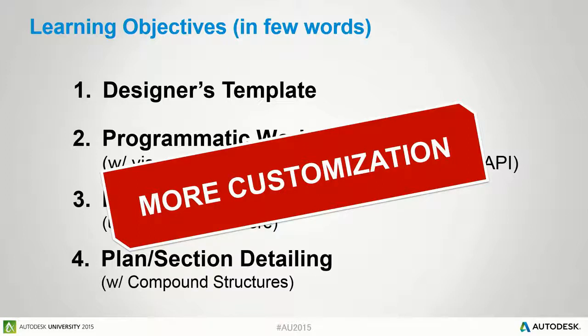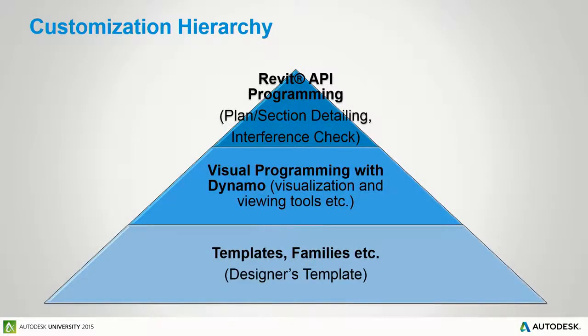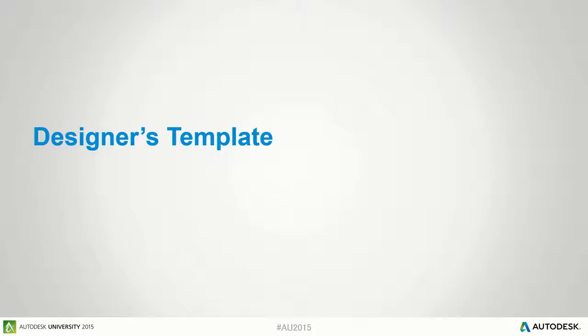So speaking about customization, here you will see the customization hierarchy in Revit, with the lowest in the hierarchy being the easily customizable families, templates, object styles, etc., which in our session will be focusing on our designer's template. Then in the middle part, which is visual programming using Dynamo, and the upper part being the Revit API programming, the highest level of Revit customization.